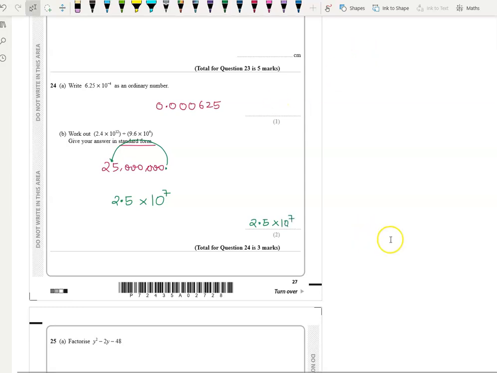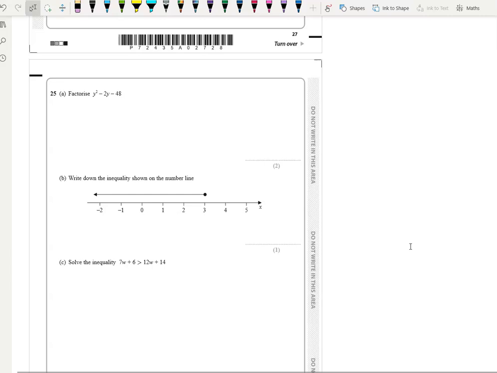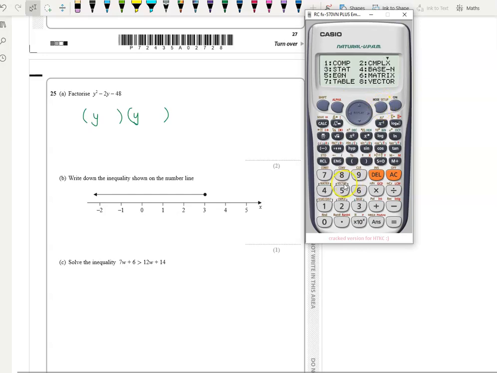That's it. Number 25. The question is to factorize y squared minus 2y minus 48. You need to open up two brackets. Both will start with y. To get your factors, you can go to the calculator, mode 5 3, and put the values of a, b and c, the coefficients of y squared, y and the constant. So 1, the coefficient of y is minus 2 and the constant is minus 48.